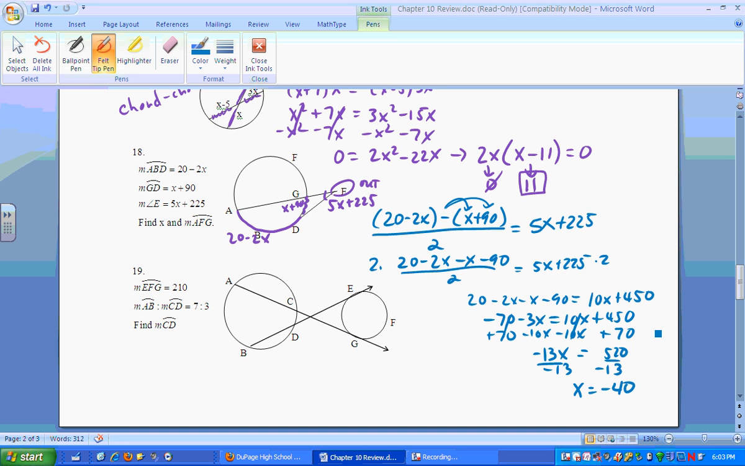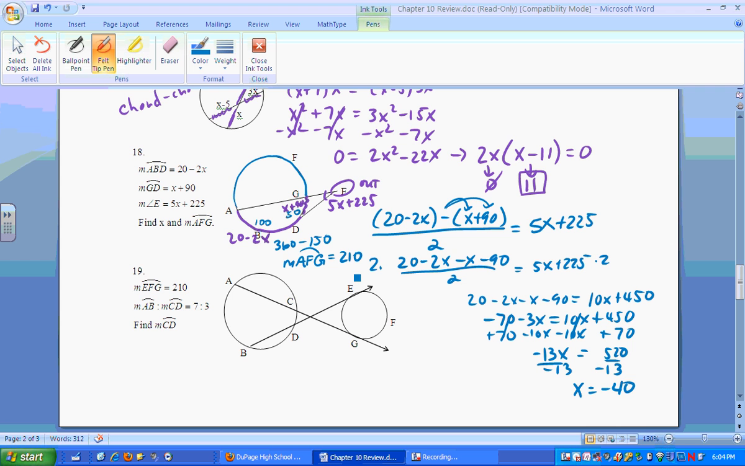You want the arc AFG. AFG would be this arc right here. Well, if you can get these two arcs, then you can plug it back in and get that arc that you need. You plug negative 40 in here, this arc is 50. Plug in negative 40 here, negative 40 times negative 2 is 80. 80 plus 20, that's 100, so that's 150. So you take 360 minus 150, and the measure of arc AFG ends up equaling 210.